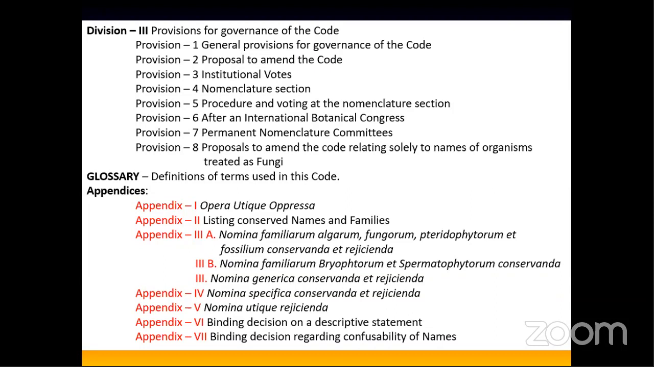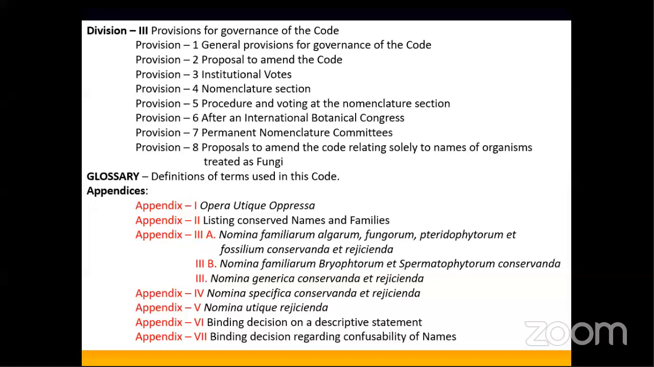And appendix 3, you can see the Nomina familiarum, algarum, fungorum, pteridophytorum, fossilium, conservanda et rigidanda. So conserved and rejected names of algae, fungi, pteridophytes, and fossils. And section 3b, nomina embryophyte and spermatophyte, again conserved and rejected names. And appendix 3 is nomina generica conservanda et rigidanda. That means a generic name to be conserved or to be rejected. So everything has been listed out and affixed with the appendix and the code.